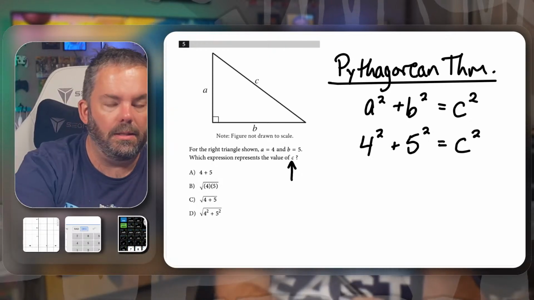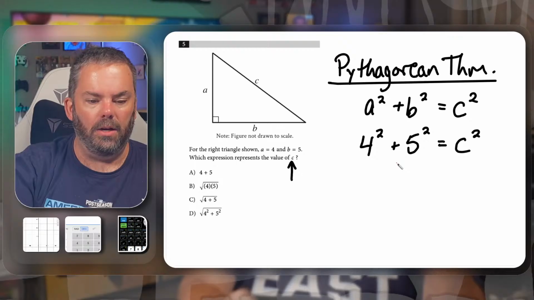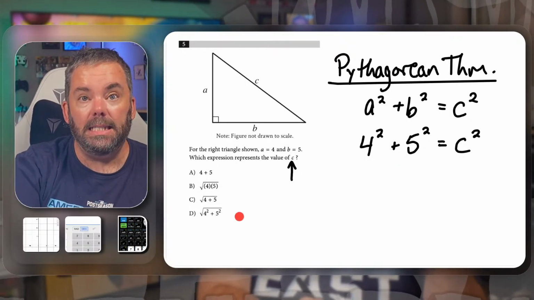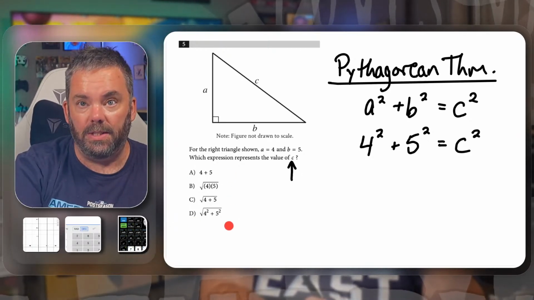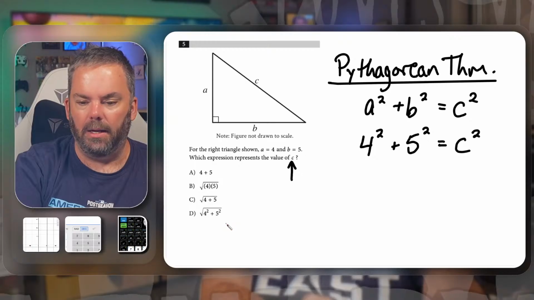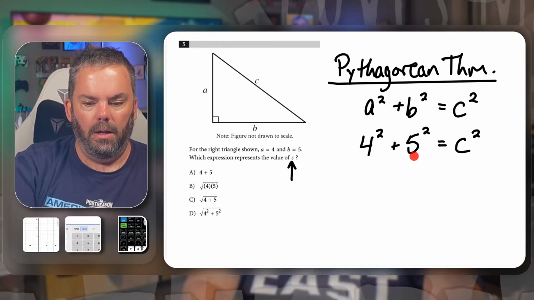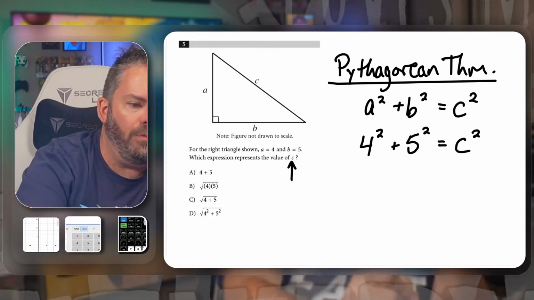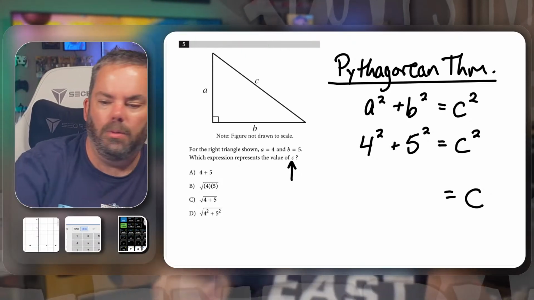Oh, wait a minute. Look at this. I just noticed something. I'm talking about 4 squareds and 5 squareds. Look at these multiple choice. They don't even want us to find c. They say which expression represents the value of c. All right, well, let's back it up. I see 4 squared plus 5 squared, but that is the expression for c squared.